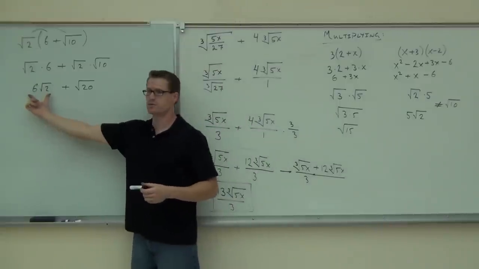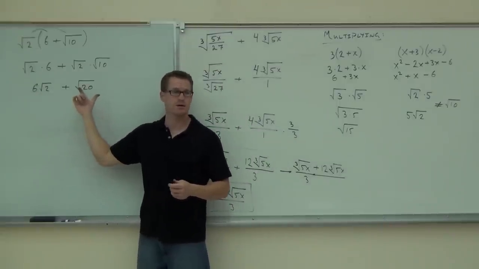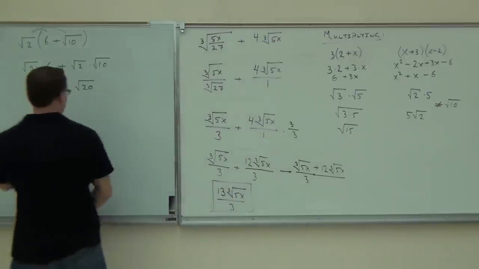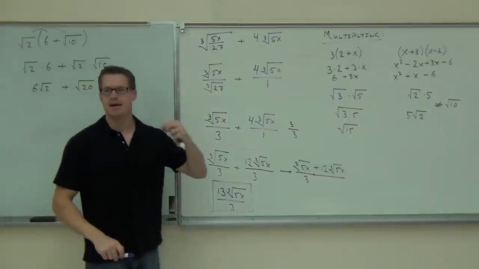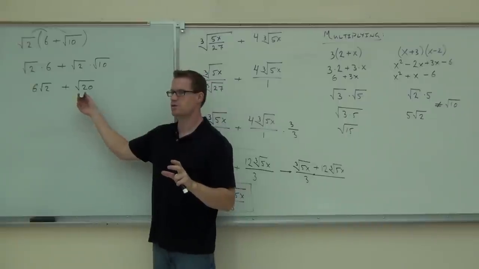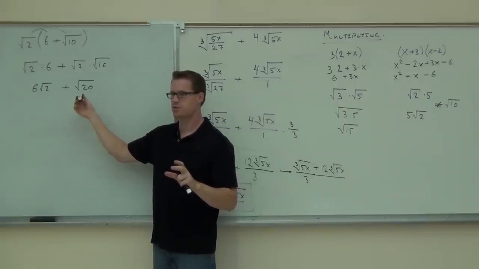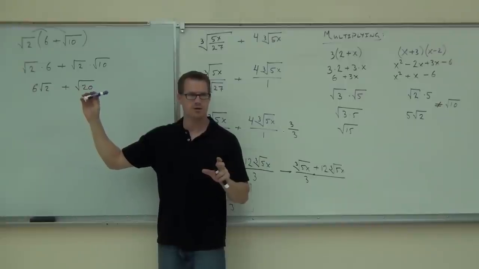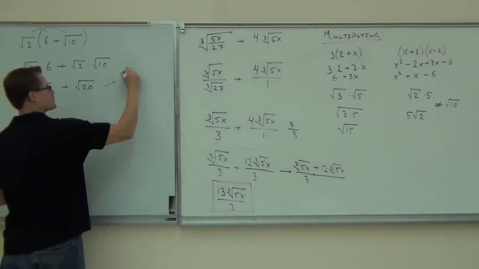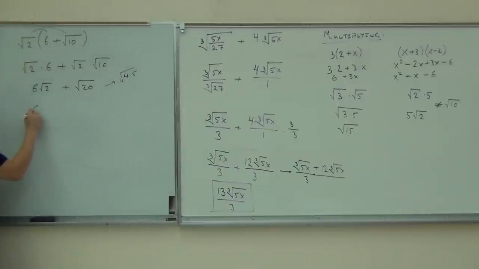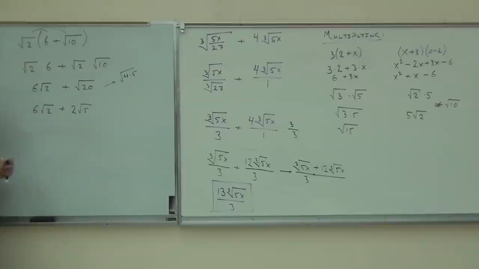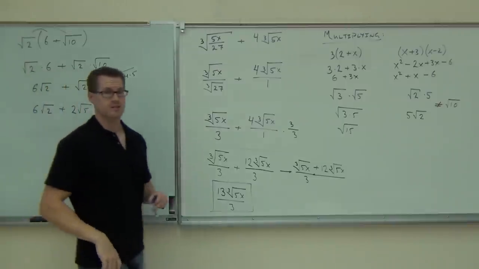Well, this looks great, 6 root 2. This one doesn't look so great. Why? You can always simplify it. So that's why we cover simplification first. If you simplify the square root of 20, I'm going to do some of these in my head, just the numbers. What number goes into the square root of 20 that you can take a square root of? 4. So 4 times 5, you're going to get 2 root 5. Do you see it? Yeah. So out of here, square root of 4 times 5, that's going to give you 6 square root 2 plus 2 square root 5. The last thing you check for is if you can actually combine those.